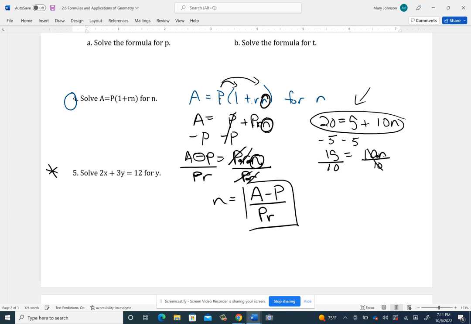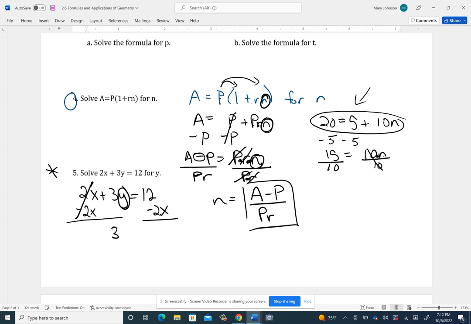All right, so number 5 is asking me to take this, think of it like a formula, and work on getting the y by itself. You're not going to have a numerical answer. You're going to have a new formula. It's just that the x will be on the right-hand side at some point. So here's the idea. Trying to get the y by itself, I'm going to get rid of the 2x by subtracting it from both sides.